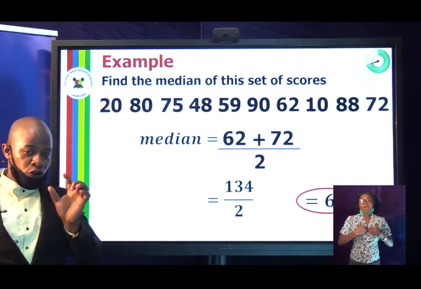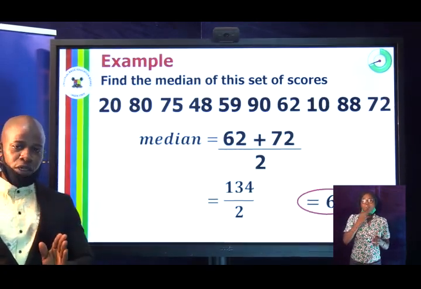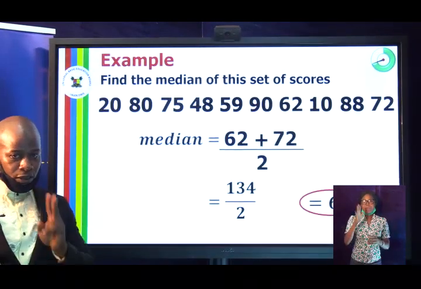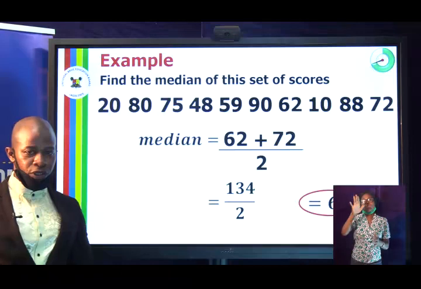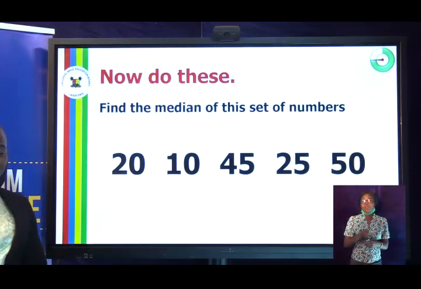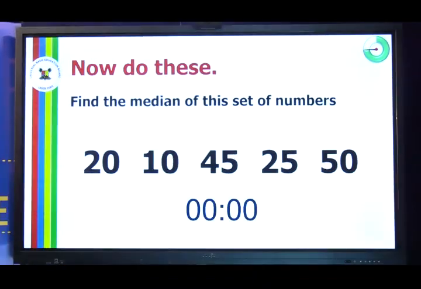So in summary, if you have one number in the middle, that's your median. But if you have 2 numbers in the middle, add them together and divide by 2. That is your median. Now I'll give you one of the same type to do quickly. You have just 30 seconds. Begin.